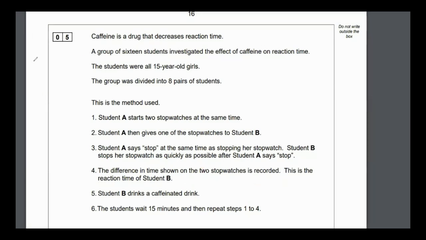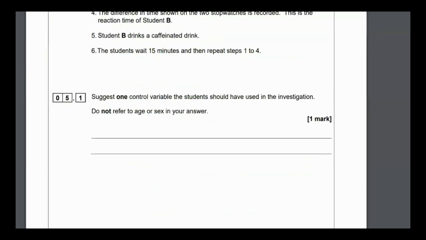Student A starts 2 stopwatches at the same time, boom, boom, then hands one of the stopwatches to student B. Student A says stop at the same time as stopping her stopwatch. Student B stops her stopwatch as quickly as possible after student A says stop. The difference in the time between the 2 stopwatches is recorded. This is the reaction time of student B. Student B then drinks a caffeinated drink and then they repeat the experiment 15 minutes later.